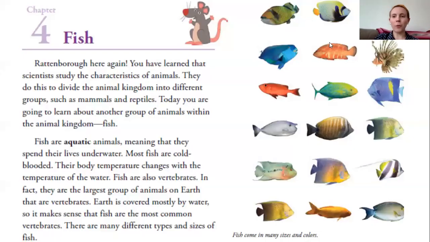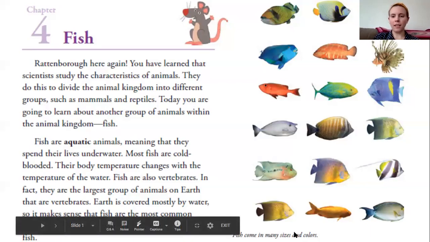Hi scholars! We're going to read chapter 4 today, which is about fish. I can read this caption down here. It says, fish come in many sizes and colors. And here are some examples. Just a few examples of all the different kinds of fish there are.